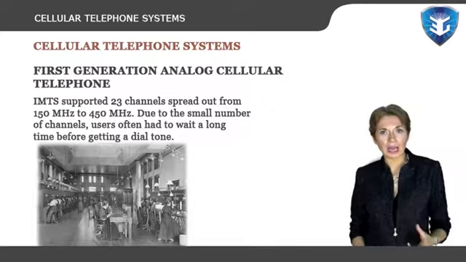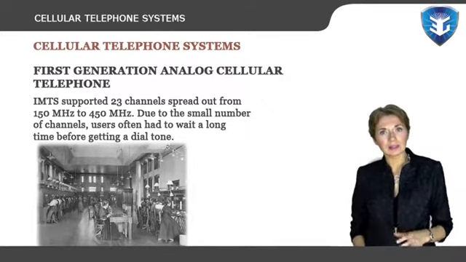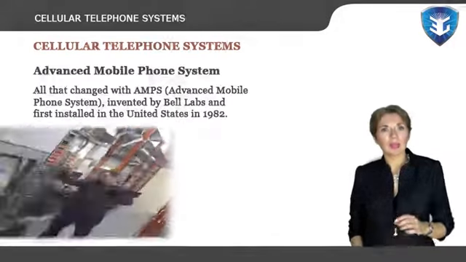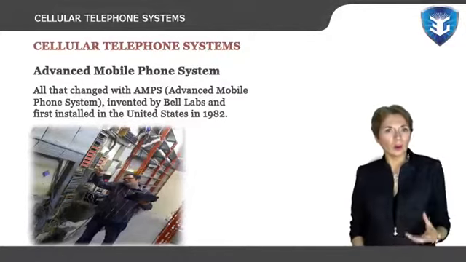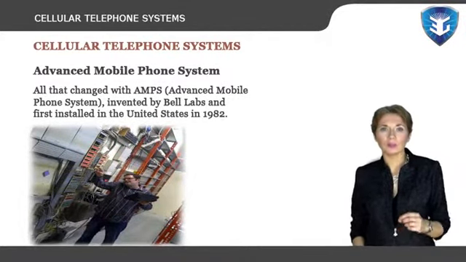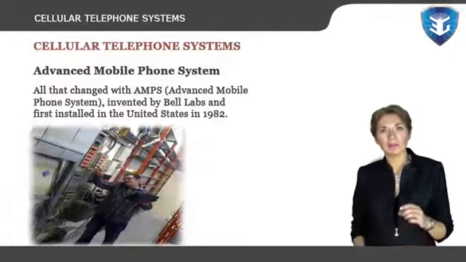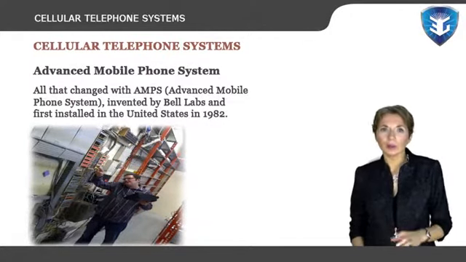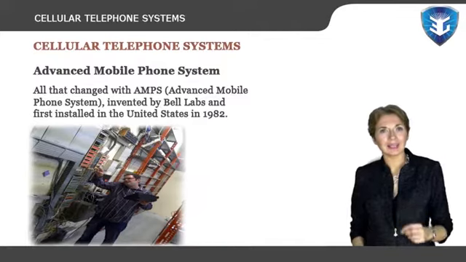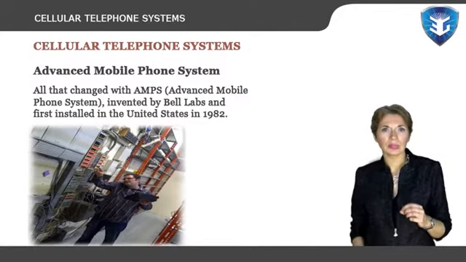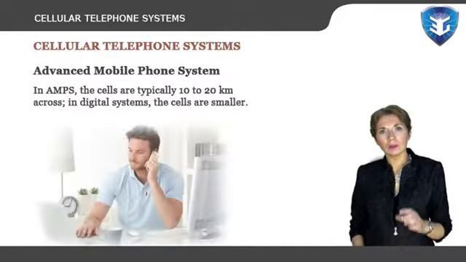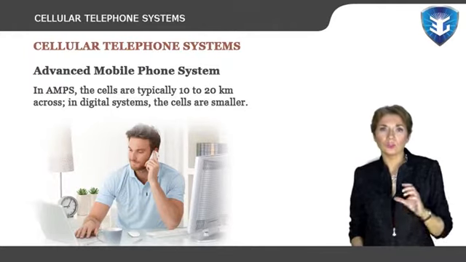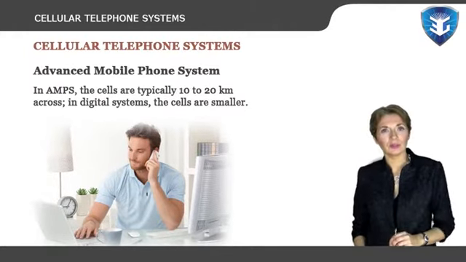Also, due to the large power of the hilltop transmitter, adjacent systems had to be several hundred kilometers apart to avoid interference. Advanced Mobile Phone System. All that changed with AMPS, Advanced Mobile Phone System, invented by Bell Labs and first installed in the United States in 1982. It was also used in England, where it was called TACS, and in Japan, where it was called MCS L1. In all mobile phone systems, a geographic region is divided up into cells, which is why the devices are sometimes called cell phones.